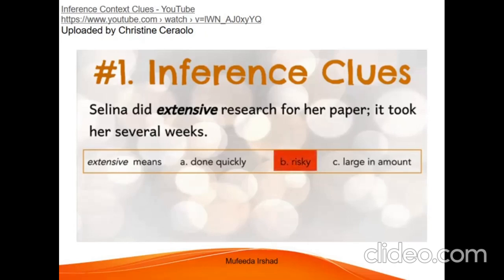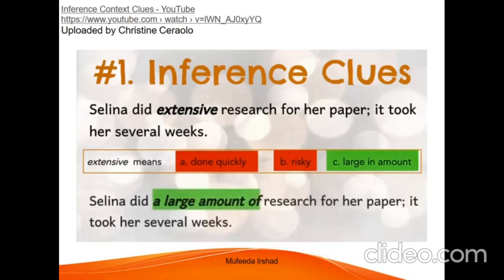Okay, risky doesn't make sense in this case. There's nothing about chance when it comes to research. You're just looking for information that you could use to support your claim. Done quickly doesn't make sense either. It says that it took her several weeks. So large in amount would have to make the most sense. Obviously, if something takes a long time, that's a large amount. So let's see if it works. Selena did a large amount of research for her paper. It took her several weeks.